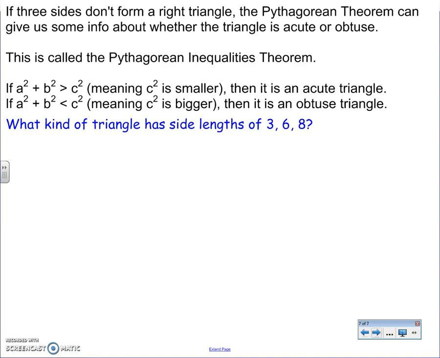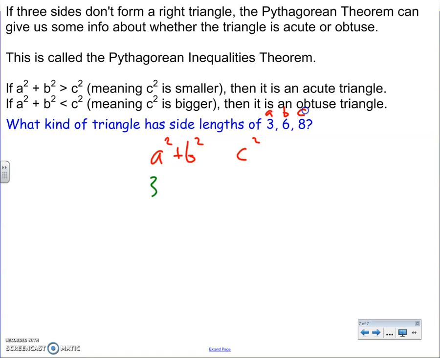So it all depends on C squared. If it's equal, it's right. If C squared is bigger, that means it's obtuse. If C squared is smaller, then it is acute. So the question here is, what kind of triangle has the sides 3, 6, and 8? Classify it. Again, C must be the biggest number, so let's call that 8. Let's call this A, let's call this B. Let's compare what A squared plus B squared and C squared are. I'll put a sign here. Maybe it's less than, maybe it's greater than, maybe it's equal, who knows? I'll just not put that.